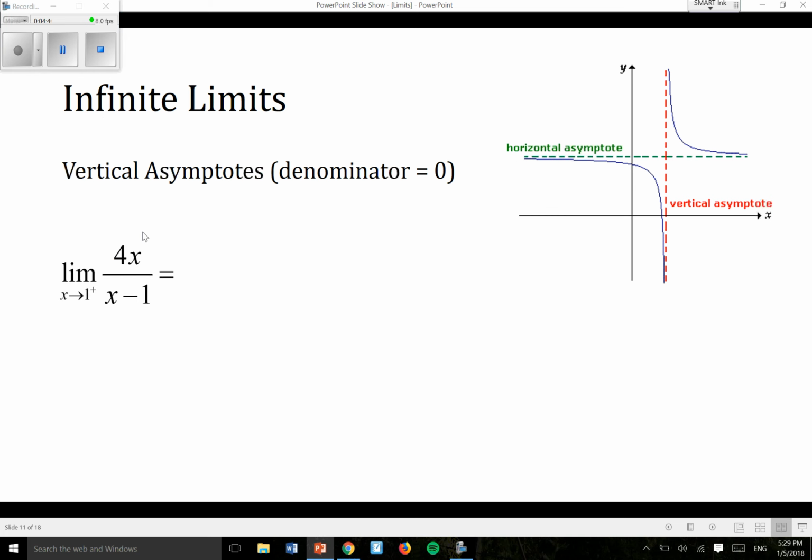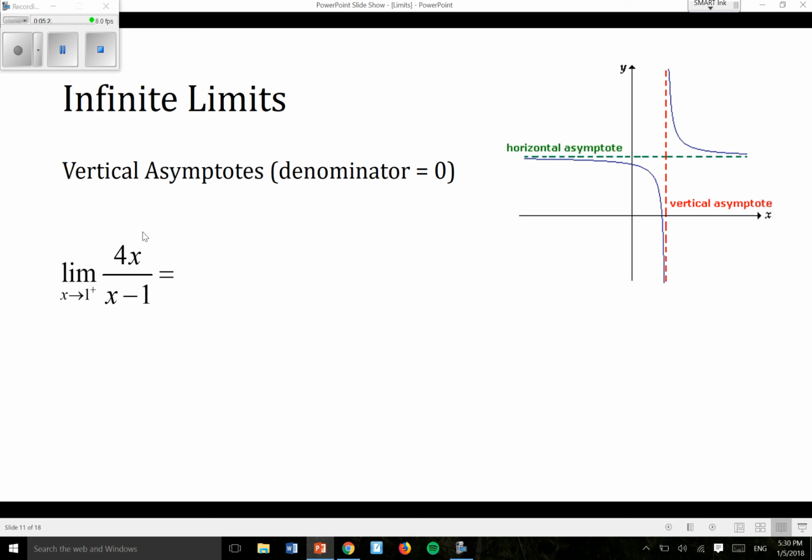So here we're looking at the limit as x goes to 1 from the right. Let's start by thinking through direct substitution. So if we directly substituted 1 into this limit, we'd get 4 over 0, which is undefined. So since we can't substitute 1 directly in, we sort of have to envision substituting in numbers that are really close to 1, but from the right-hand side. For example, let's think about substituting in 1.00001. Our numerator is a number really close to 4, and our denominator is practically 0.